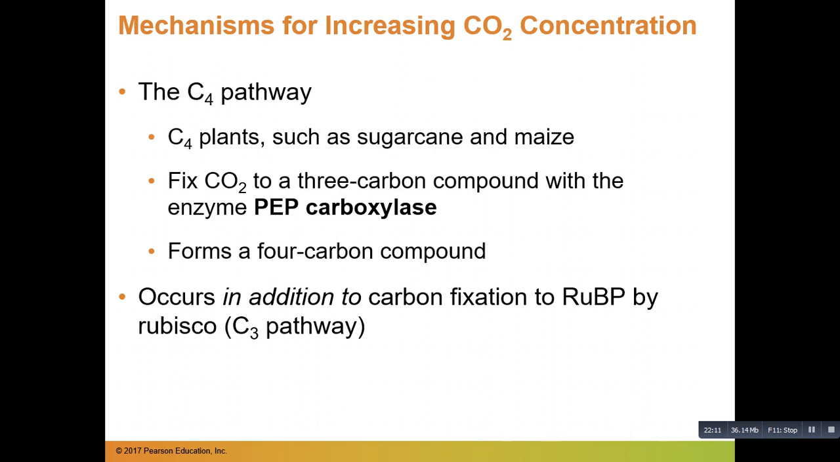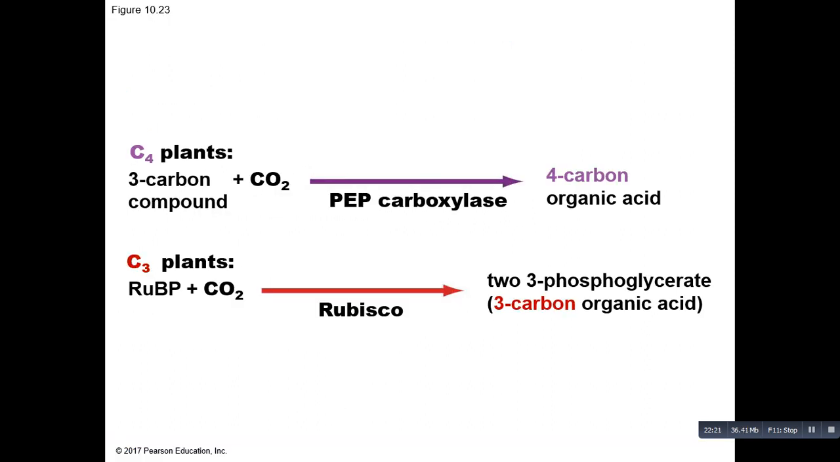So here's an example of the difference between our C4 plants and our C3 plants. In our C4 plants, we're going to have carbon dioxide attach or fix to a 3-carbon compound, resulting in a 4-carbon organic acid. And in our C3 plants, our typical Calvin cycle, our carbon dioxide is going to bind to our 5-carbon compound, our RuBP.